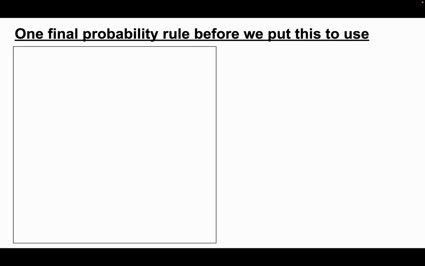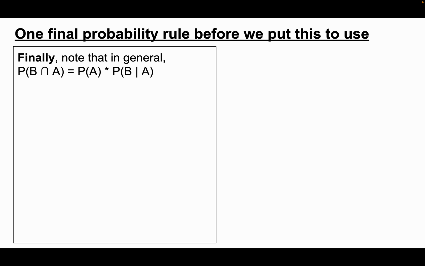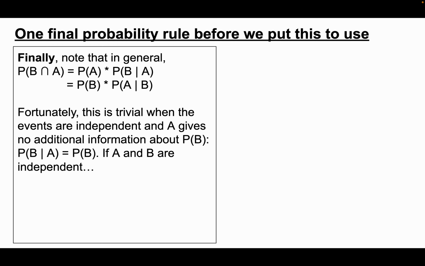So we need to establish one final probability rule before we put this all to use. Note that in general, the probability of B intersection A, or the probability of A and B, is equal to the probability of A times the probability of B given A, or the probability of B times the probability of A given B. Fortunately, this is pretty intuitive, but it's also trivial when the events are independent and A supplies no additional information about B, meaning that the probability of B given A is just the probability of B. So if A and B are independent, the probability of B and A just reduces to the probability of A times the probability of B, or the reverse.